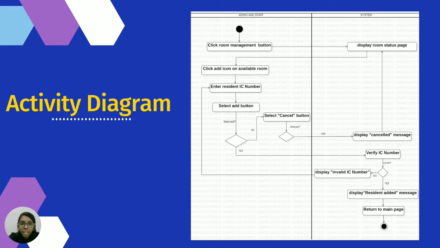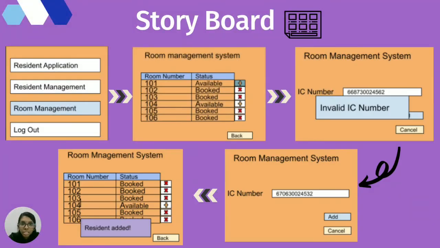But if the add button is selected, it will go to verify the IC number. If the IC number is invalid or wrong, it will display invalid IC number. It will return to enter resident IC number page. If the IC number is correct, it will display resident added message, and it will return to the main page.